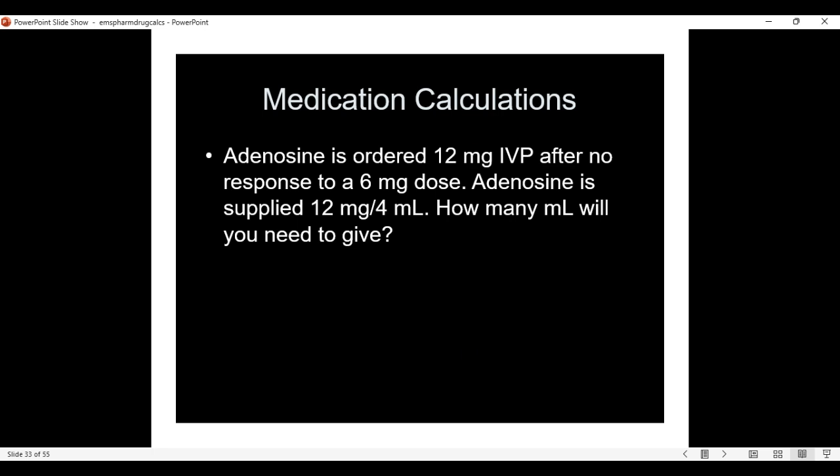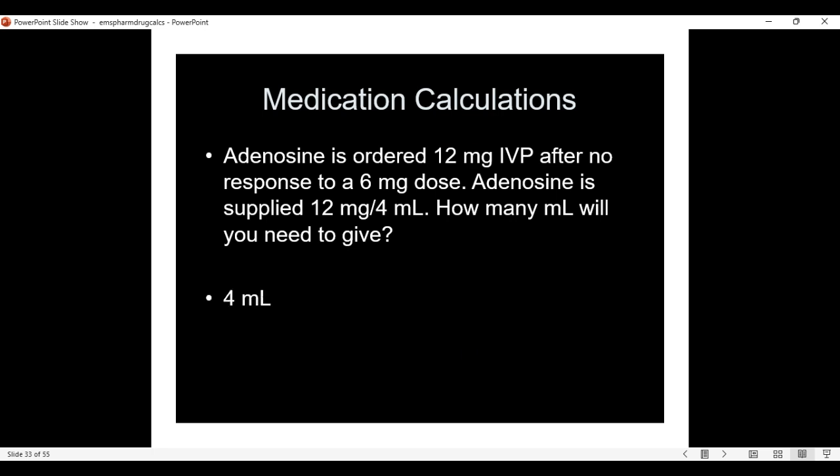Adenosine is ordered 12 milligrams IV push after no response to 6 milligrams. Adenosine is supplied in 12 milligrams per 4 milliliters. How many milliliters are we going to need to give? Pause it, figure it out, come back. I'll give you a second.